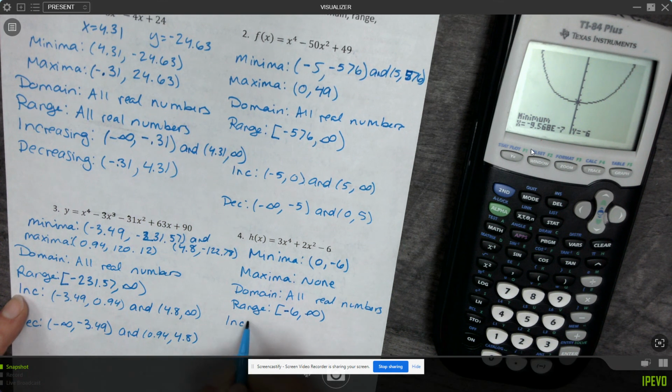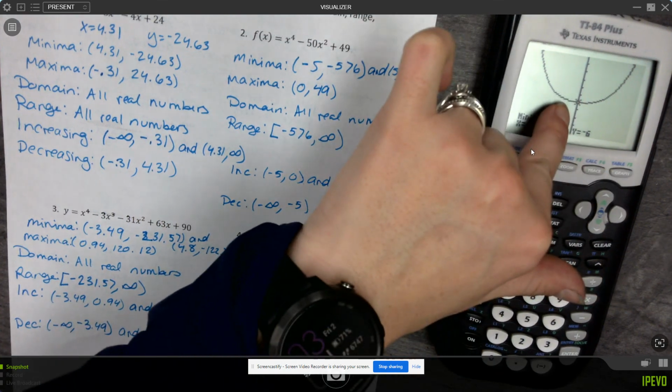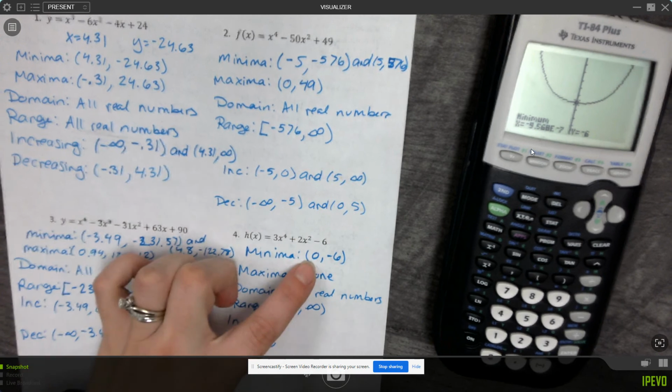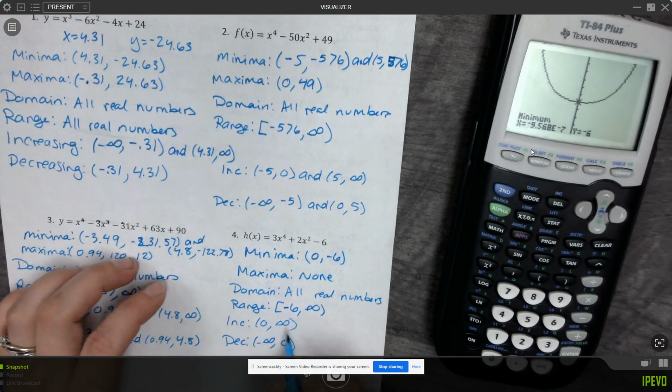All right, increasing and decreasing. Going to be relatively easy because it only decreases and then increases. So it decreases from negative infinity until 0. And then at 0 starts to increase and then increases forever.